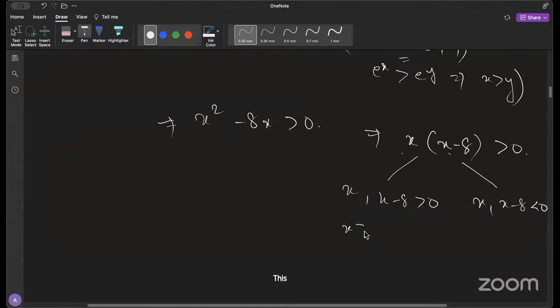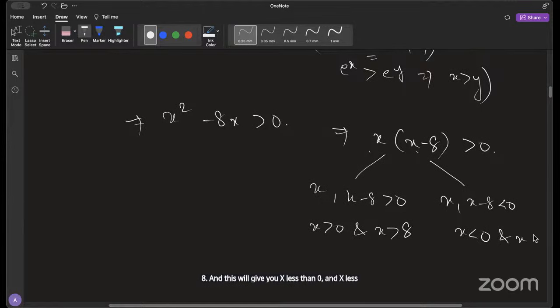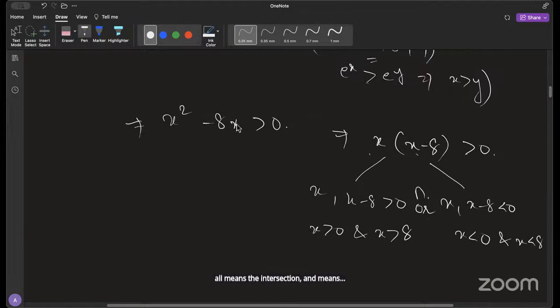So this will give you x greater than 0 and x greater than 8. And this will give you x less than 0 and x less than 8. So I have an OR here. OR means union, and your AND means intersection, right?